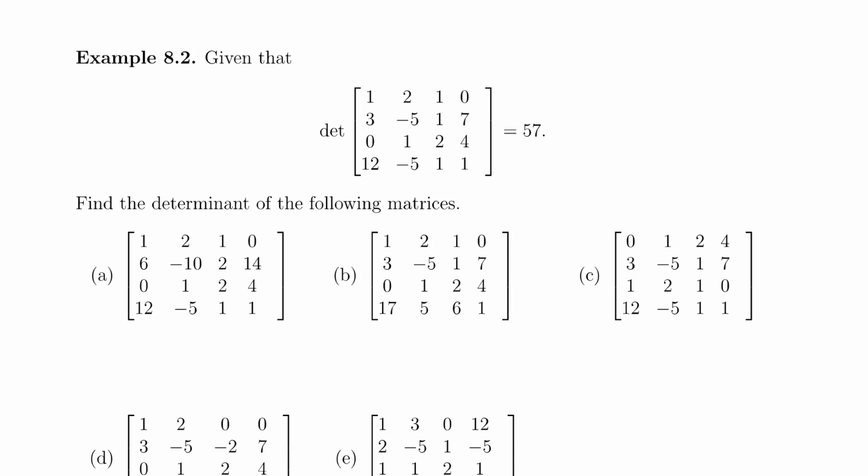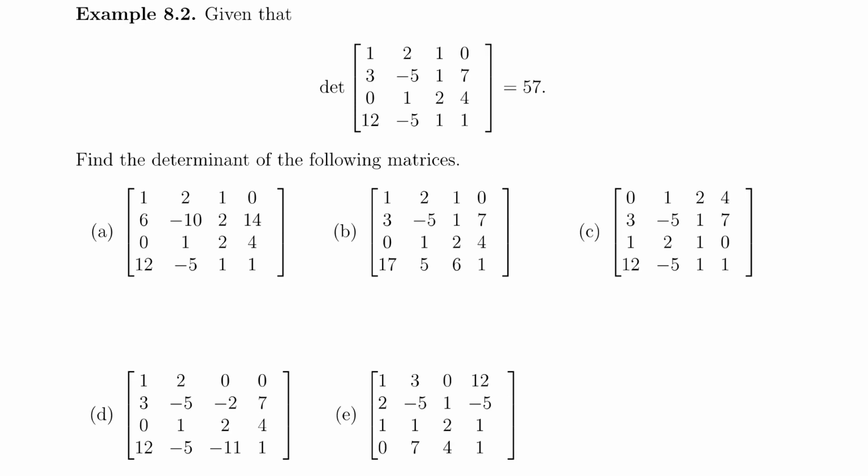So this next example recycles the matrix that we have seen before and tells us already that the determinant of this matrix is 57. And now we need to find the determinant of these matrices that look kind of similar to the original matrix. So let's see.